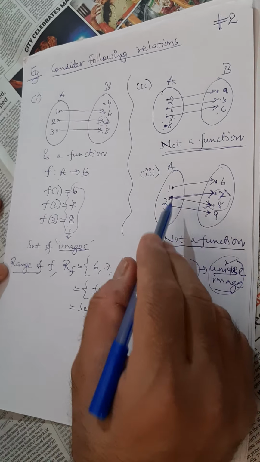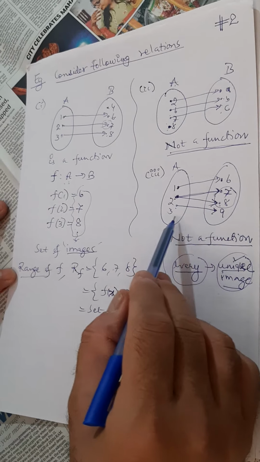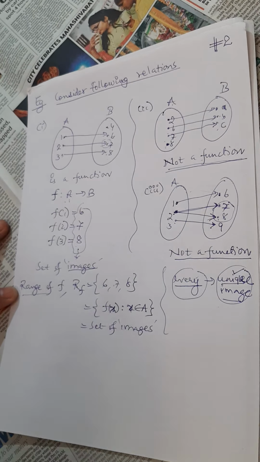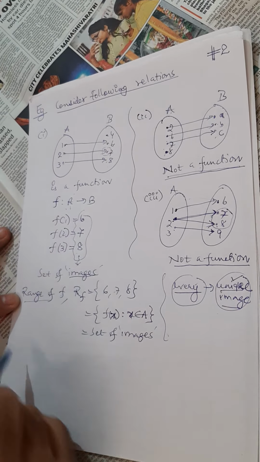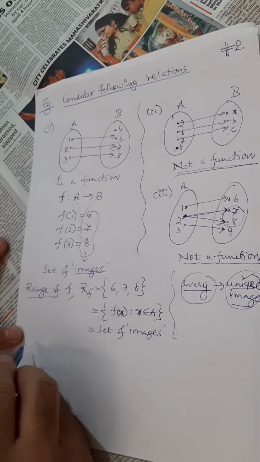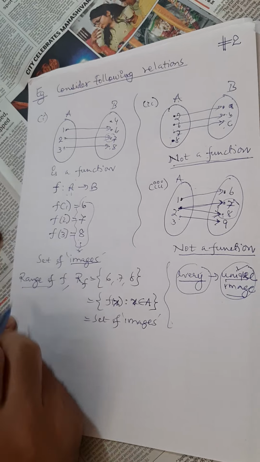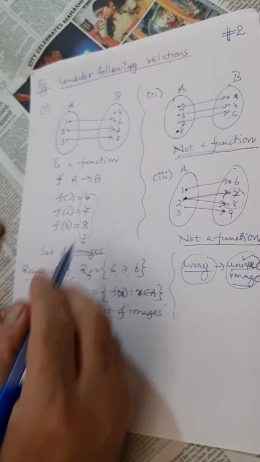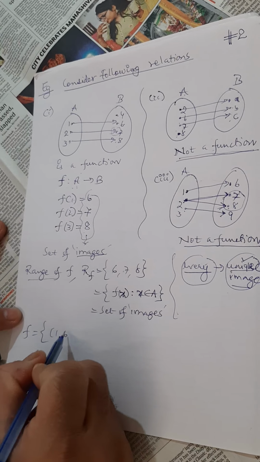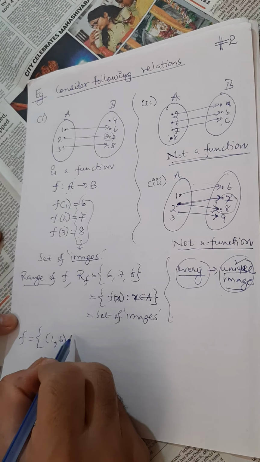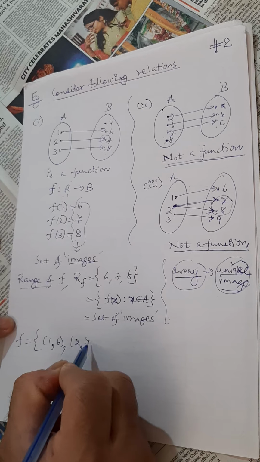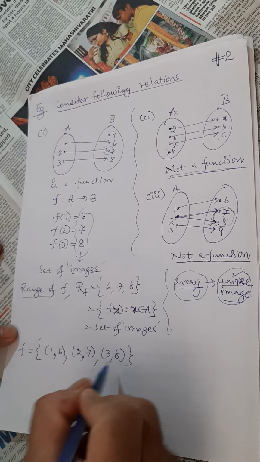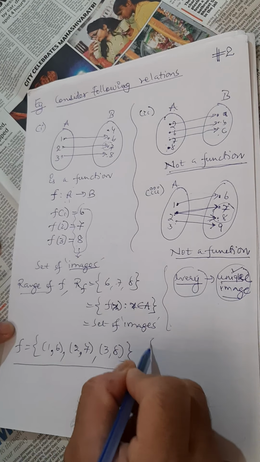Now this is of course a relation. If you write here, this is a relation, this is a relation, this is a relation, but these two are not a function. This is a function. If I come back to this here, I can write the function like this also in form of ordered pairs. 1 connected with 6, so 1 comma 6. 2 connected with 7, so 2 comma 7. 3 connected with 8, so 3 comma 8.